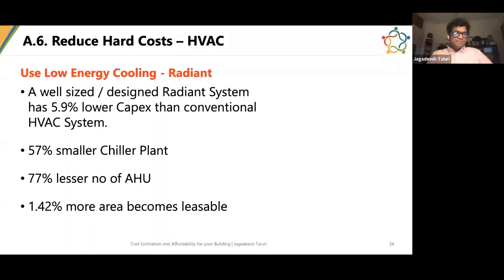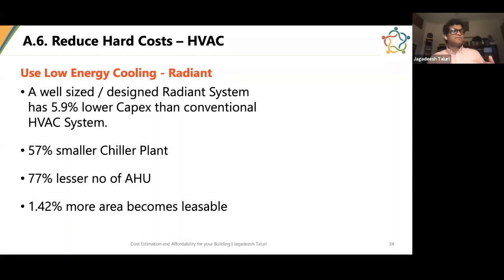So like I said, a well-designed radiant system can reduce the capex by 5.9% if you compare it with a conventional HVAC system. You'll be building a 57% smaller chiller plant, and 77% fewer air handling units. These two result in 1.42% of built-up area becoming leasable, because you don't need to use that area for your air handling units or to accommodate the larger chiller.